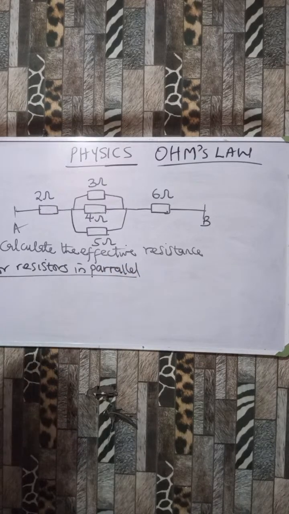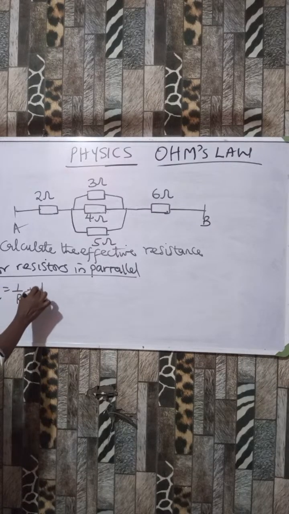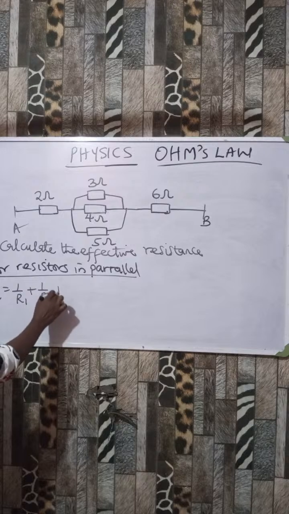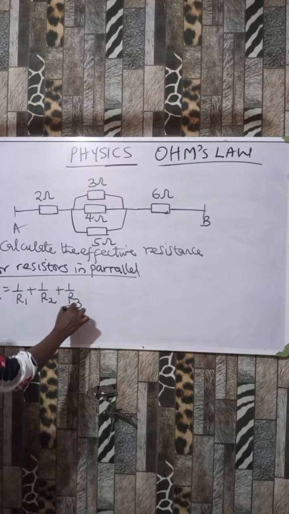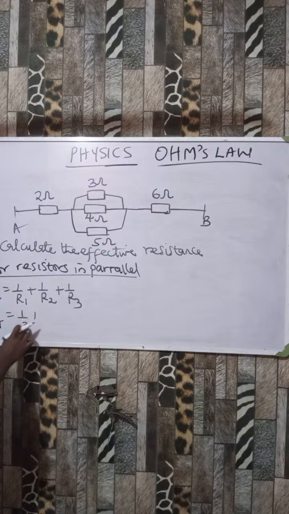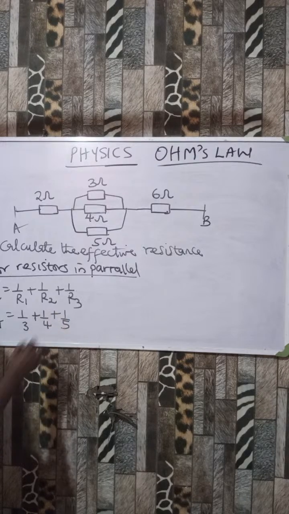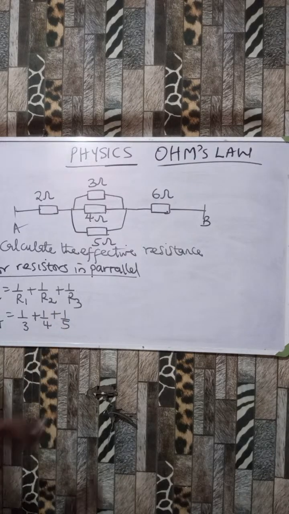Now we have how many? We have 3. So let's go. 1 over RT is equal to 1 over R1 plus 1 over R2 plus 1 over R3. So we have 1 over R total is equal to 1 over 3 plus 1 over 4 plus 1 over 5. So let's get the LCM.